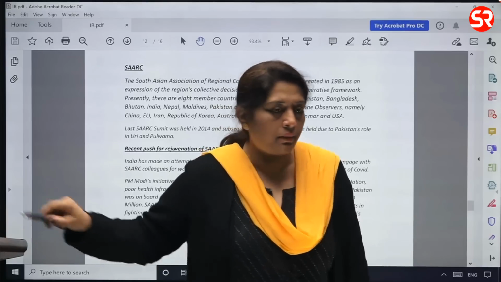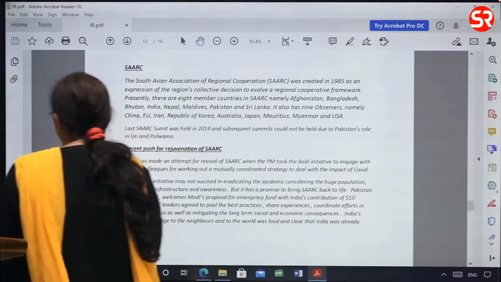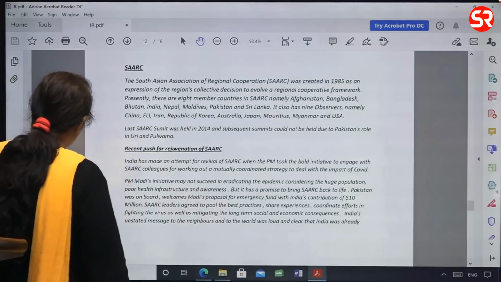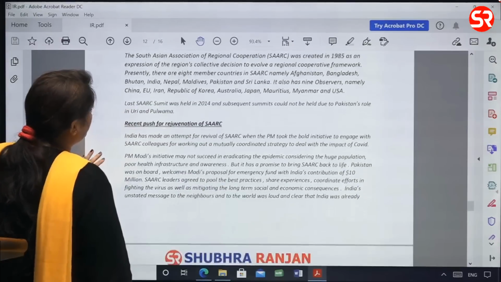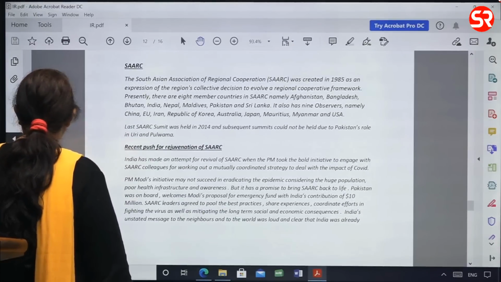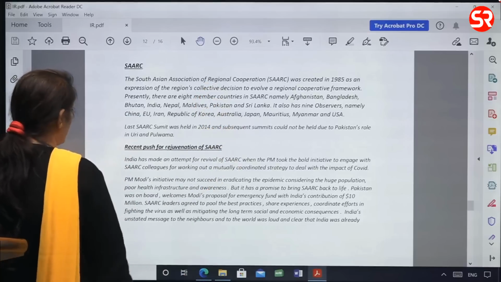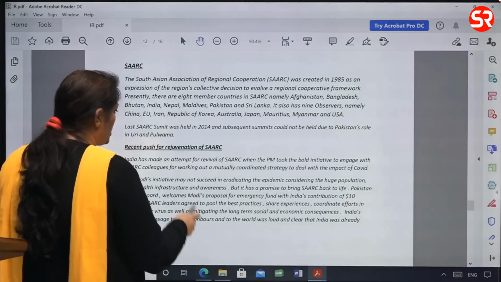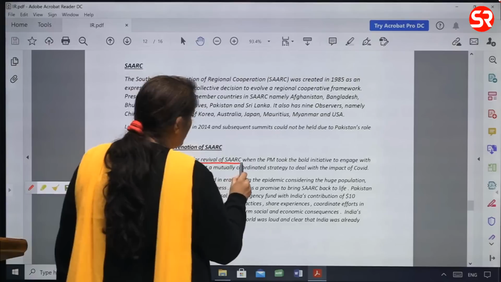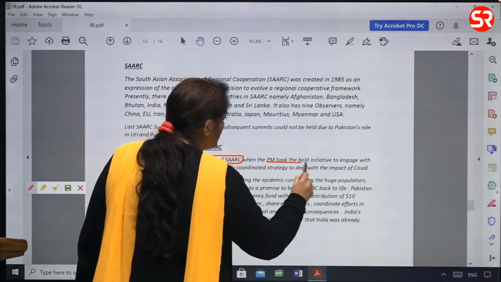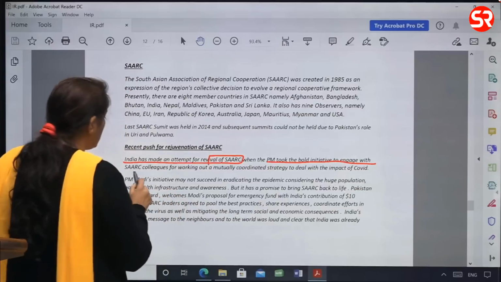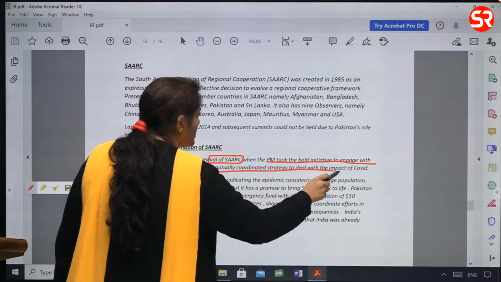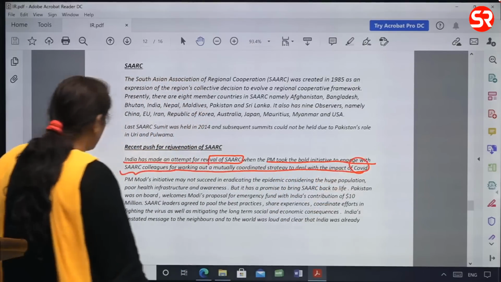So I will quickly give you a glance at the facts, and yesterday I discussed the previous year's question. I hope that will be useful. So, the SAARC introduction and then the recent push for rejuvenation. India made an attempt to revive SAARC when the PM took the bold initiative to engage with SAARC colleagues to work on a strategy to deal with COVID.